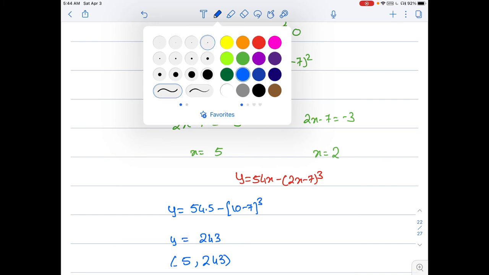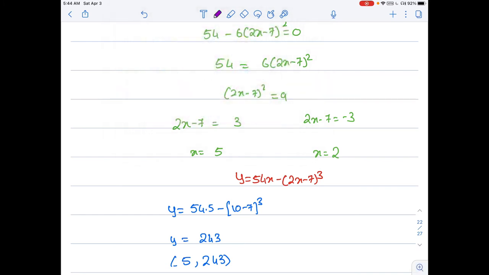Now the next value of y I have to find out, which is 54 times 2 minus (2 times 2 is 4, 4 minus 7) whole cube. So which I should be getting quickly as 135. So the point is 2 comma 135.